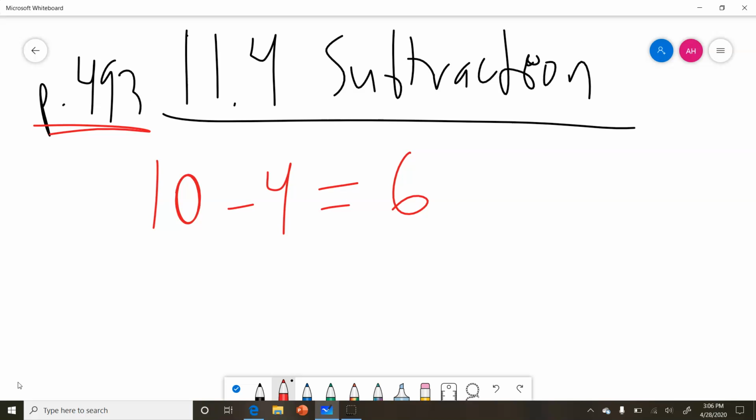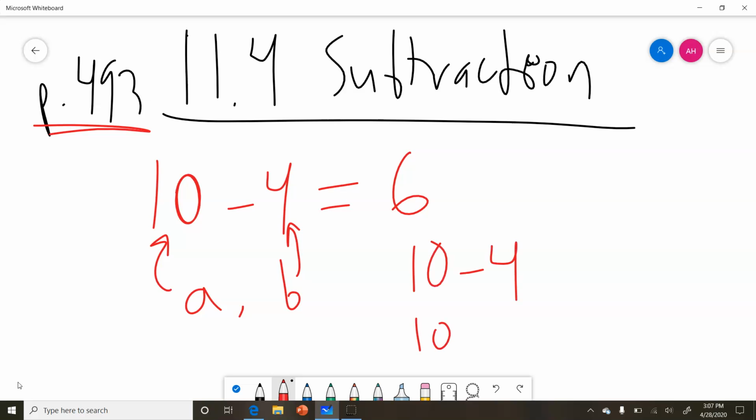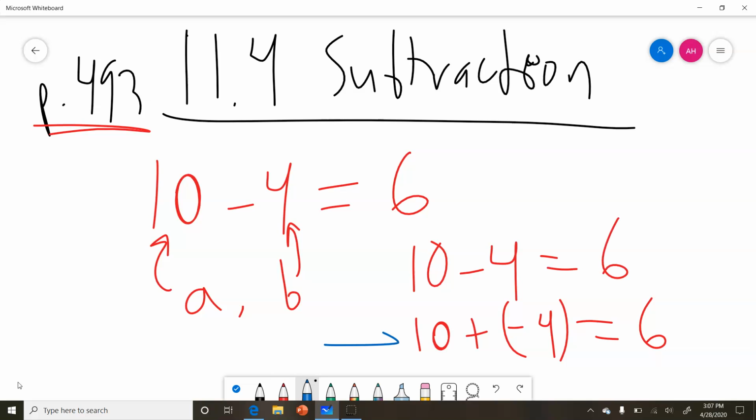So you think about this. In our book they have A and they have B. Let's say those represent different numbers. So in this case, 10 would be A and 4 would be B. So one way that we could write this, and this is the way the book teaches you to write it, instead of writing 10 minus 4, you would write 10 plus a negative 4, okay? And that's the same thing, still 6, okay? So you can write it either way, but the book wants you to write it this way.